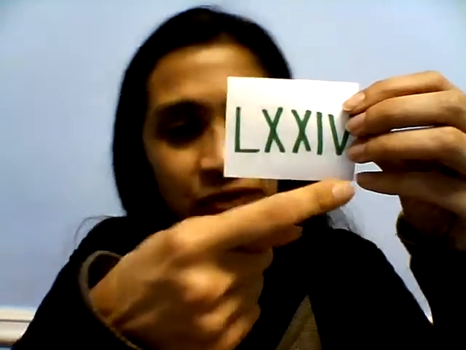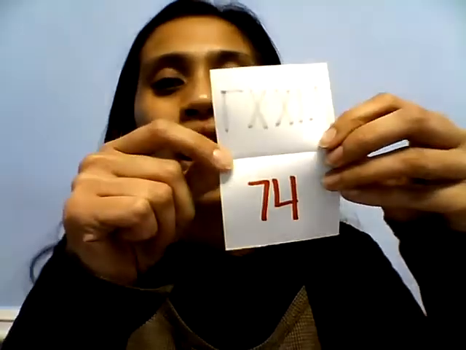All right, we got a few more. All right, look at this one. LXXIV. All right, so L, that's 50. That's a 10. That's a 10. So 50, count with me. 50, 60, 70. And then IV, remember that was 4. So 74. Thumbs up if you knew that before I told you the answer. Awesome. All right, I have one more.